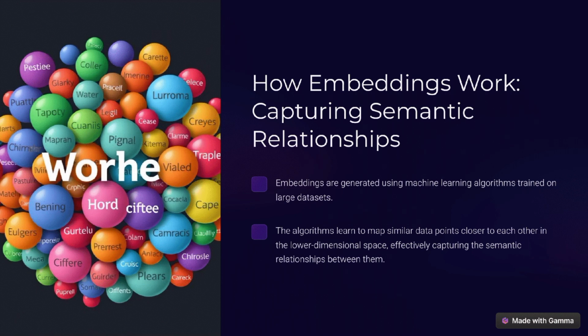Visual aid: look at this diagram. It shows how words like king, queen, man, and woman are placed close to each other because they are related.